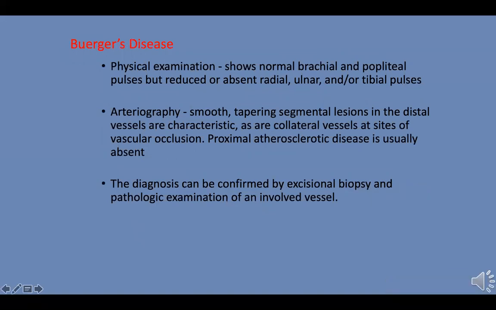Physical examination shows normal brachial and popliteal pulses, but reduced or absent phalangeal, ulnar, and/or tibial pulses. Arteriography shows smooth, tapering segmental lesions in the distal vessels, and these are characteristic, as are collateral vessels at sites of vascular occlusion. Proximal atherosclerotic disease is usually absent. The diagnosis can be confirmed by excisional biopsy and pathologic examination of the involved vessel.